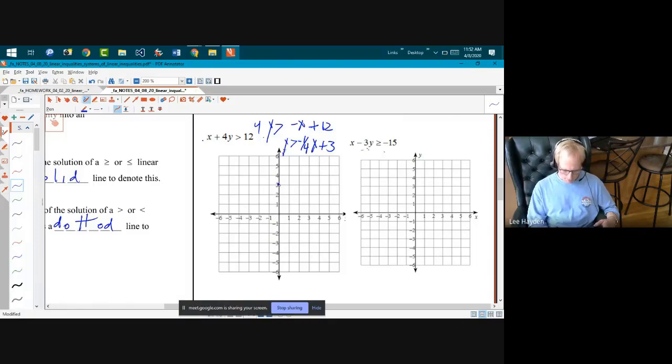So I go to 3. I go down 1 and to the right 4. This is greater than, so I'm going to be doing a dotted line. Let's see, where can I get my dotted line?